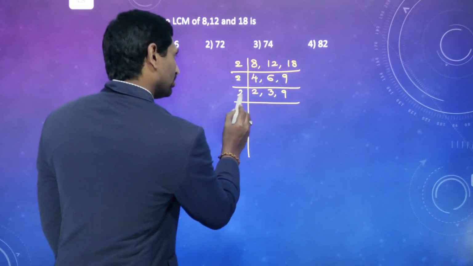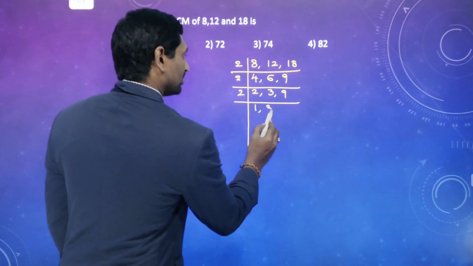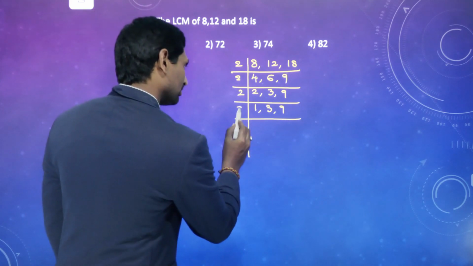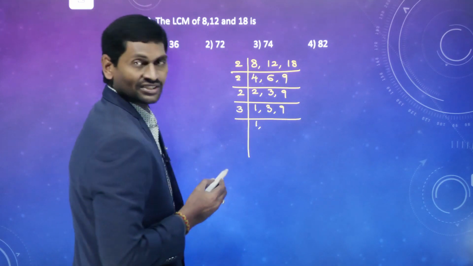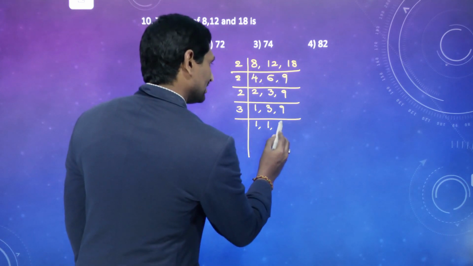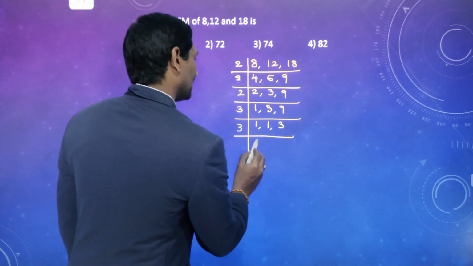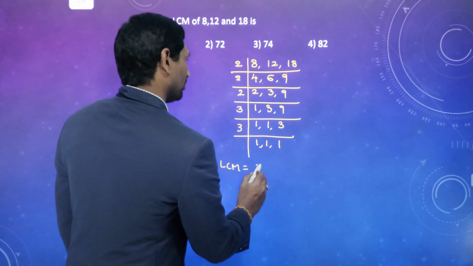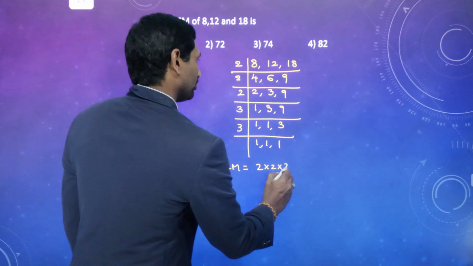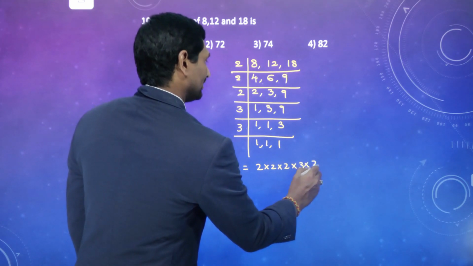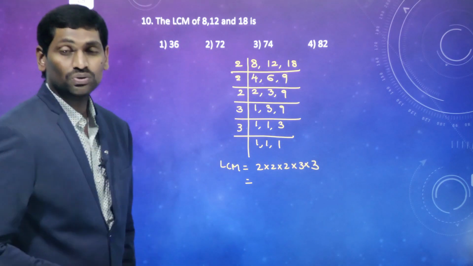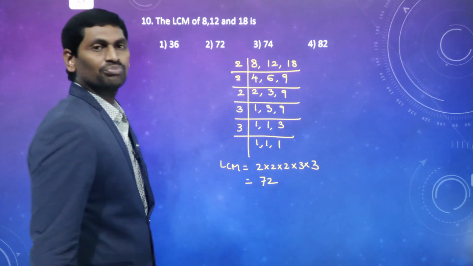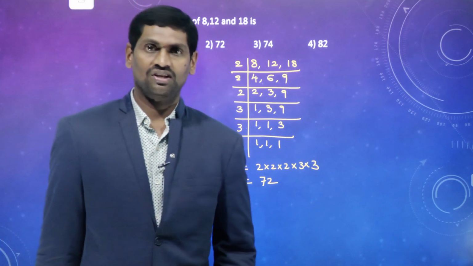Now again 2 table 1 will come. So 3 and 9 won't come in 2 table, right, as it is 3 and 9. Now 3 table. 3 table 1 won't come, as it is 1. 3 ones are 3, 3 threes are 9. Again 3 table 1, 1, 1. Therefore LCM equals 2 into 2 into 2 into 3 into 3. So 2 2s are 4, 4 2s are 8, 8 9s are 72. Okay?